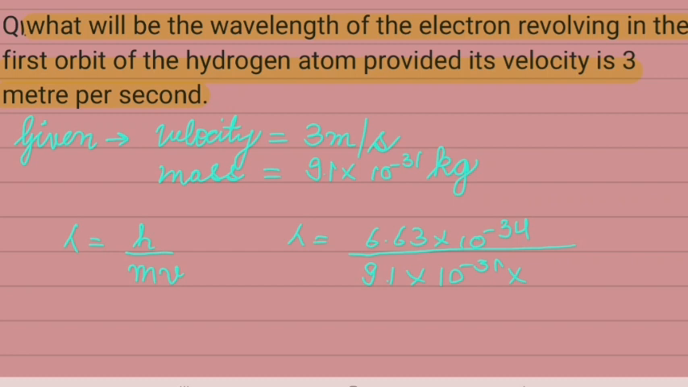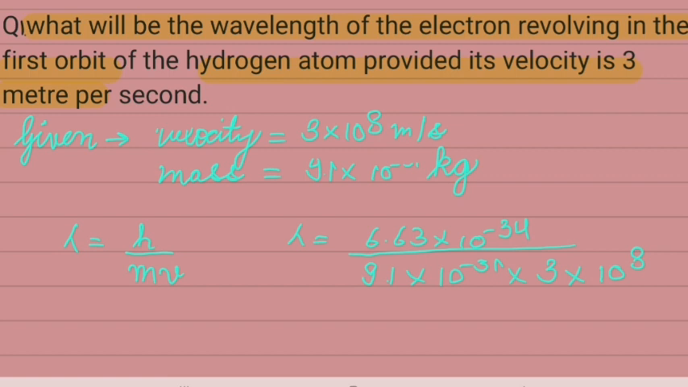So 3 meter per second, this value is very small. So what correction we can do is, instead of taking this as 3 meter per second, I will take it as 3 into 10 to the power 8 meter per second. Because the electron velocity value is very high, it cannot be so much less. So now let us solve it.